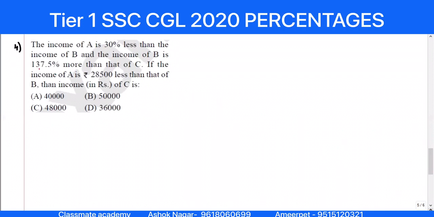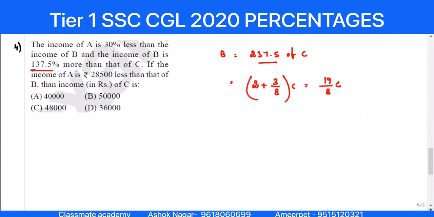B's income is how much more? 137.5% more means B's income is 237.5% of C's income, which is 2 plus 37.5%, that is 3/8. So 2 plus 3/8 of C, which is 19/8 of C's income. This is the income of B. Understood? And A's income is how much percent less than B?